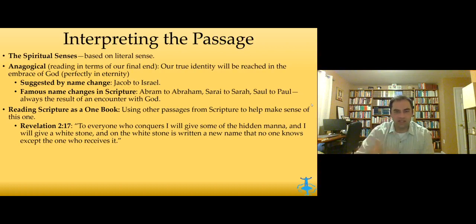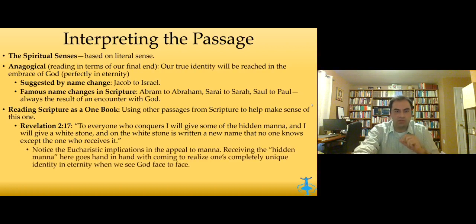Everyone who conquers, thinking in terms of a struggle, right? And in the book of Revelation, this is everyone who holds out to the end, right? Everyone who is willing to undergo persecution and struggle for the sake of Christ and living the life of Christ, right? God is going to give, he says, some hidden manna, and a white stone that will reveal that person's unique identity most perfectly.